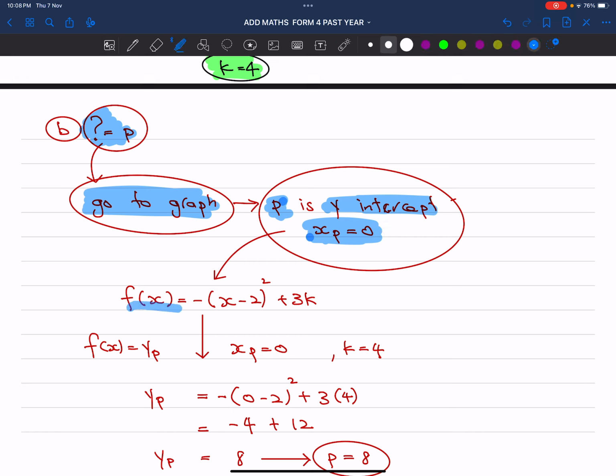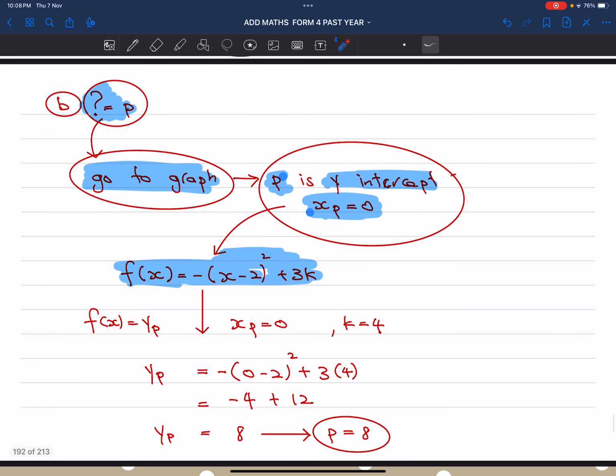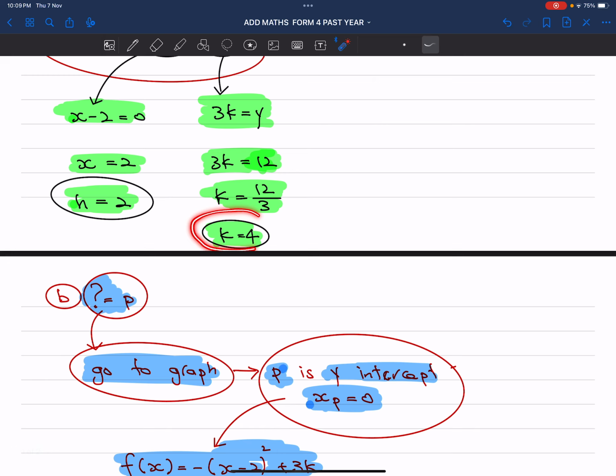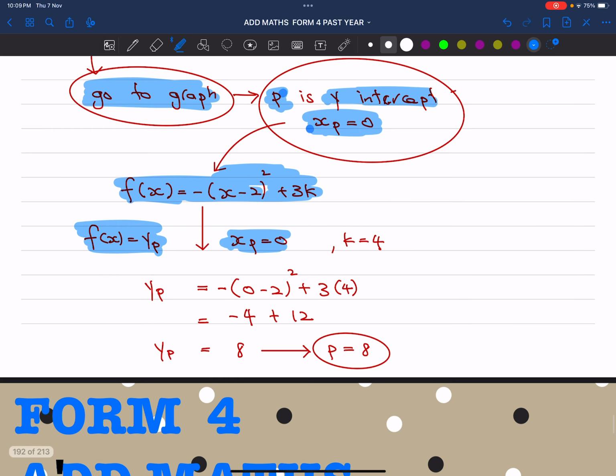So I go to the equation of the function that was already given, which is f(x) equals negative (x minus 2) squared plus 3k. And this f(x), of course, is the y-coordinate. And since p is the y-intercept, x is 0. And in the earlier part, we already got k, that k was 4. I'm going to substitute k as 4.